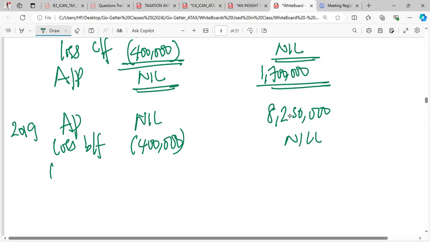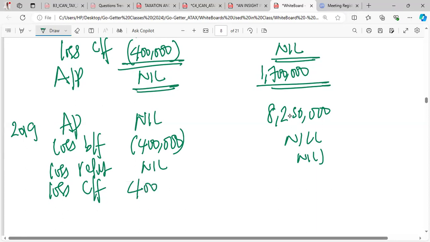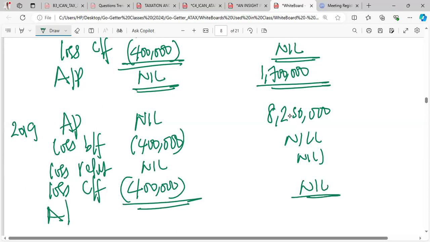We can say loss relief. Of course, this is nil. You don't have anything to relieve it. This is nil. Loss carried forward will be 400. And this will be nil. So your accessible profit here will be nil, and here will be 8,250,000.